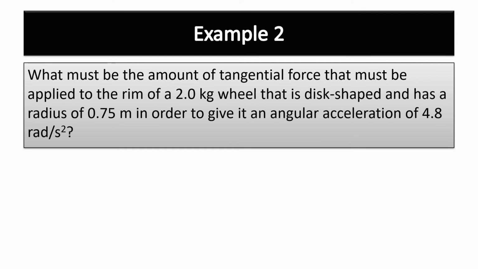So in this problem, it says what must be the amount of tangential force that must be applied to the rim of a 2-kilogram wheel that is disc-shaped and has a radius of 0.75 meters in order to give it an angular acceleration of 4.8 radians per second squared. If you want, you could pause the video and try this on your own. Start by writing the givens and the unknown.